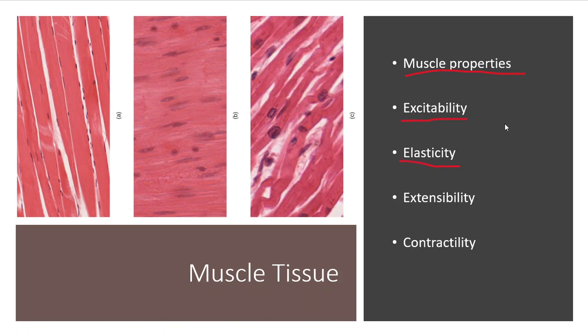Elasticity, the muscles can be stretched, and that actually adds to the amount of force that they can generate. Extensibility, again, it's stretching, and this is the part that really defines muscle tissues, contractility. So if I had something right here, and I had something right here, and I had a thing in the middle, if this thing in the middle could pull these guys toward the center, that's a muscle. That's exactly what happens.